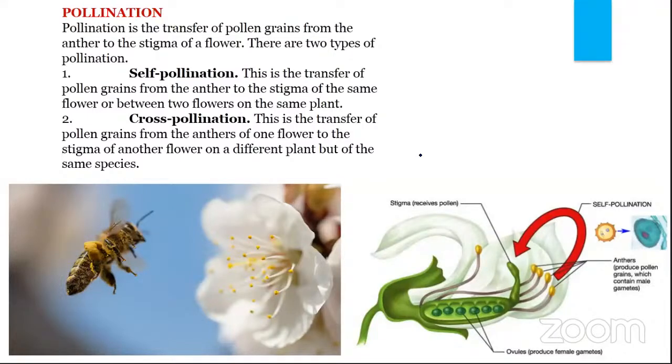What about you, Toret? What about Cravens? Cravens, what do you say? I think they are attracted by the bright colors of the petals. Okay, the bright colors attract them.